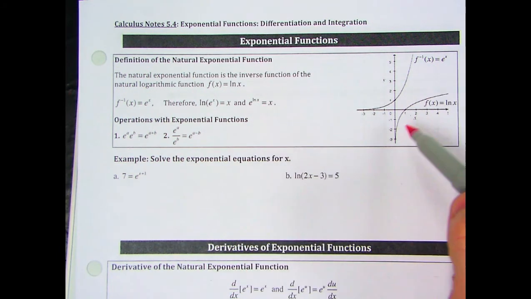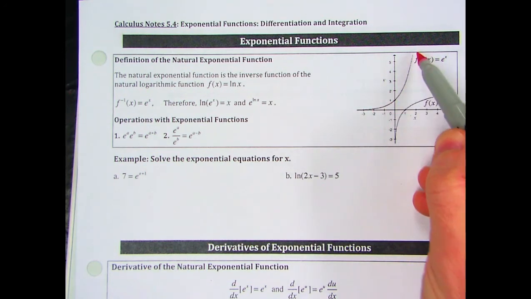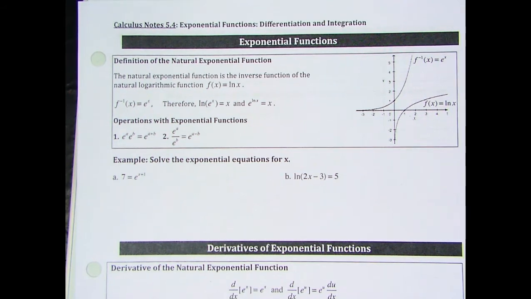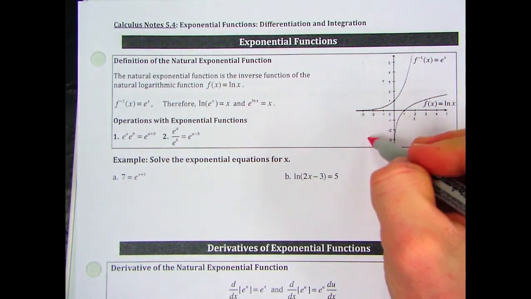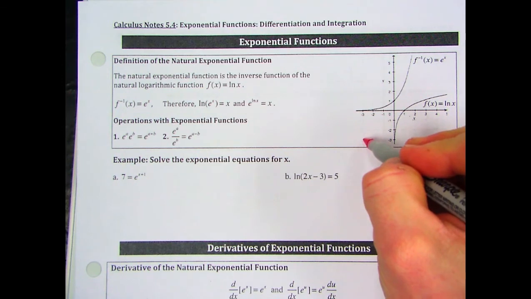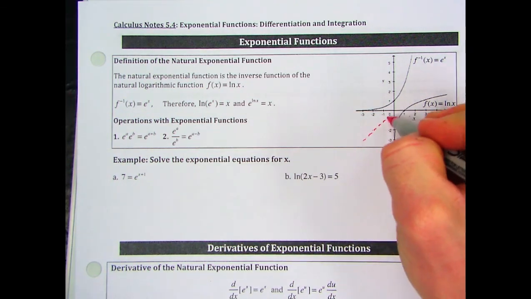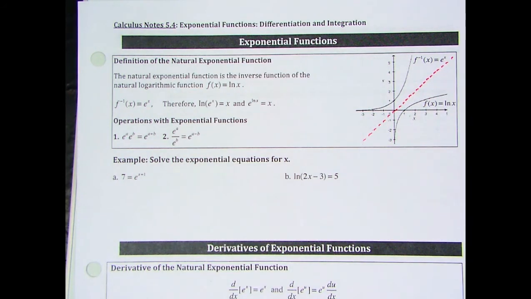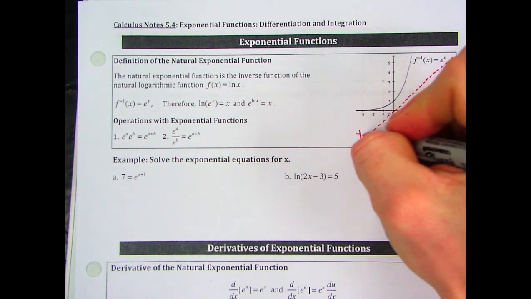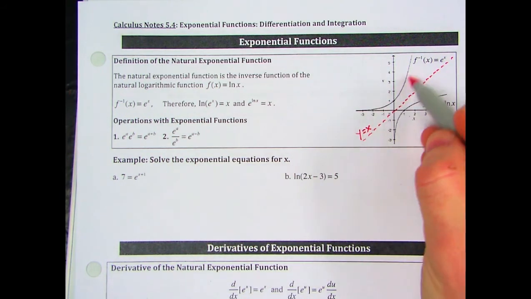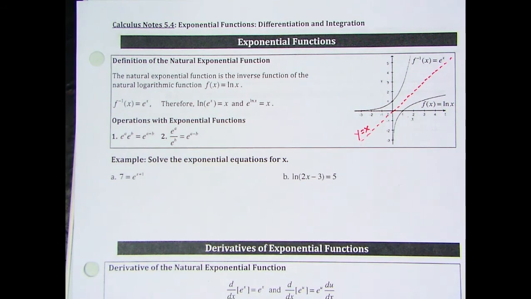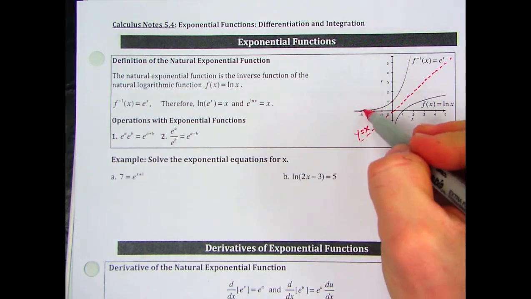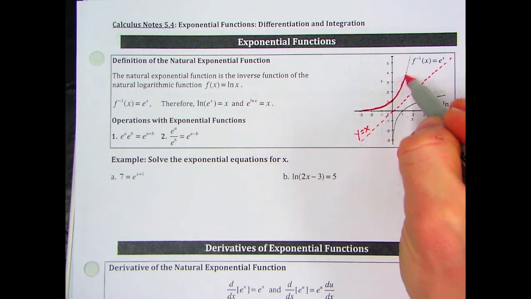So here are the graphs. Here's natural log of x, and here is e to the x. Do you see the inverse relationship there? Okay. So we know if we switch the x's and the y's, we're supposed to get the inverse function. And so geometrically speaking, if we reflected natural log over the line y equals x, we get its inverse, which is e to the x. Okay? So here is your exponential function.